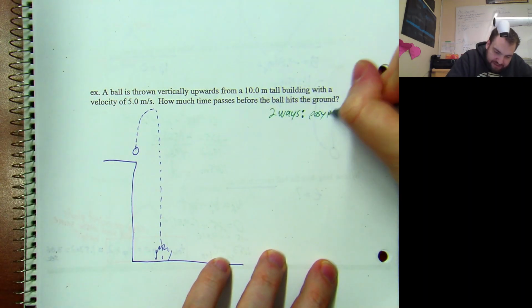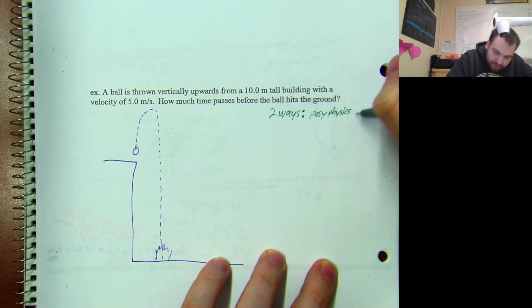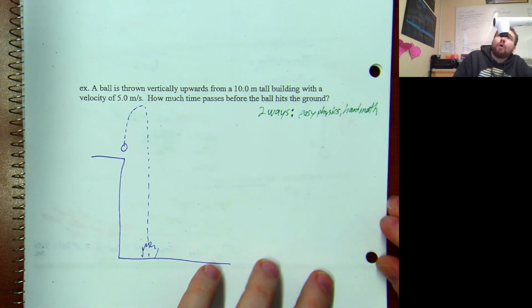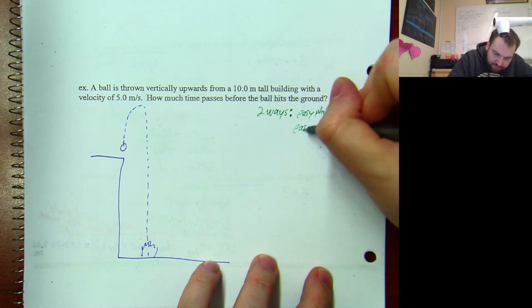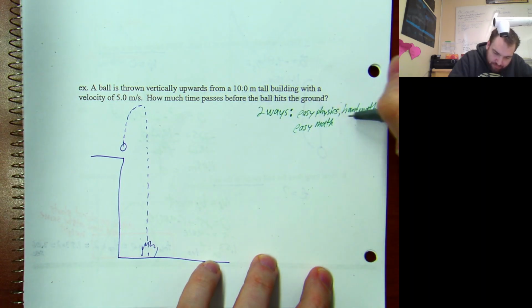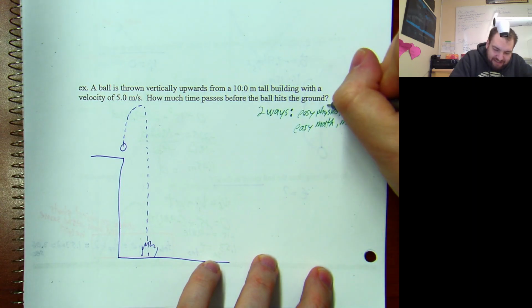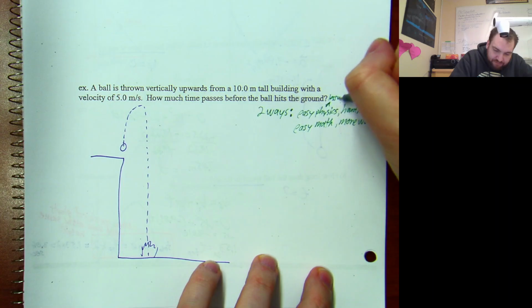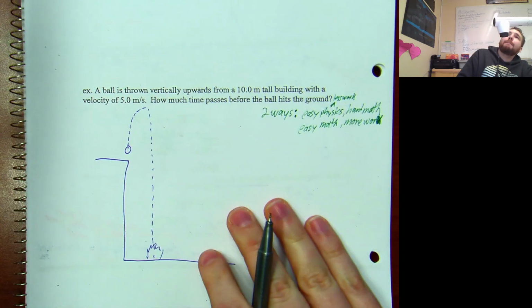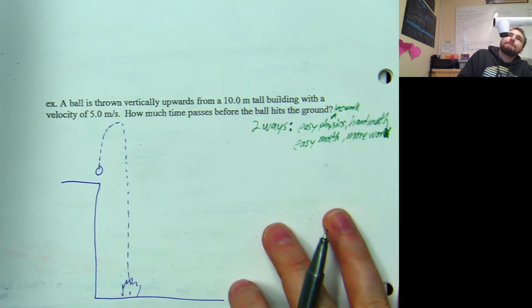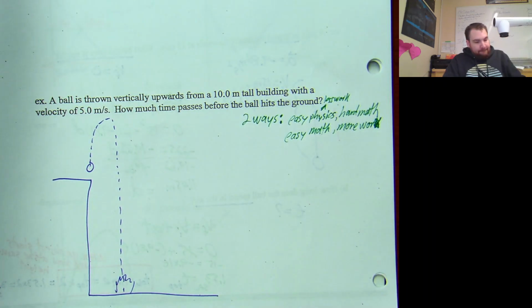So we've got easy physics, hard math, or we've got easy math, more work. Well, I guess the easy physics is also less work here too. The math is most difficult, for example, you know the velocity is 0 and the acceleration is 5 meters per second.